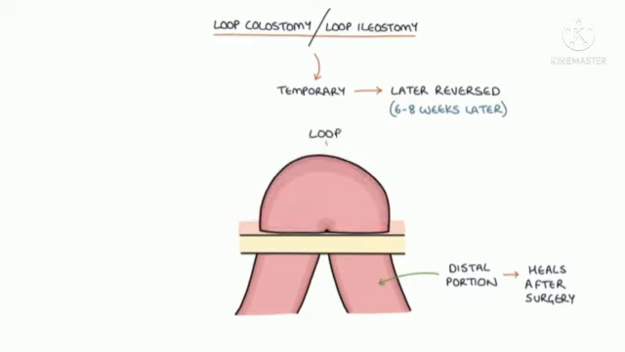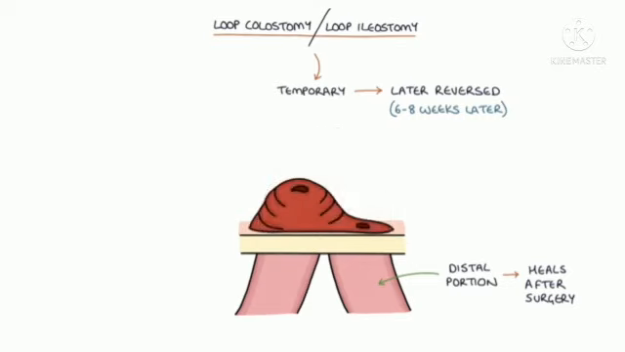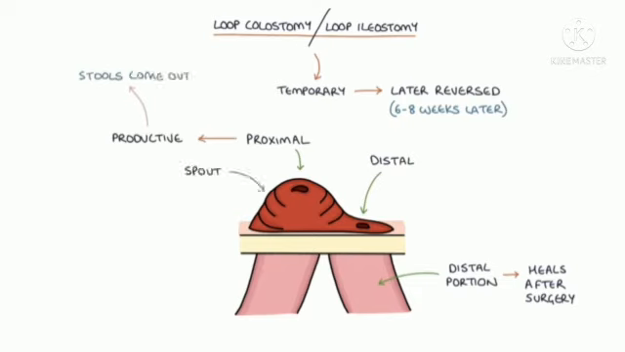The word loop is used because a loop of bowel has been taken through the abdominal wall, the looped middle section has been removed, and the two ends, the proximal and the distal end, are left open. The proximal end, which is productive, meaning stools come out of it, is turned inside out to form a spout to protect the surrounding skin. The distal end is more flat, and this allows you to tell which end is proximal and distal when you're looking at a loop ileostomy.